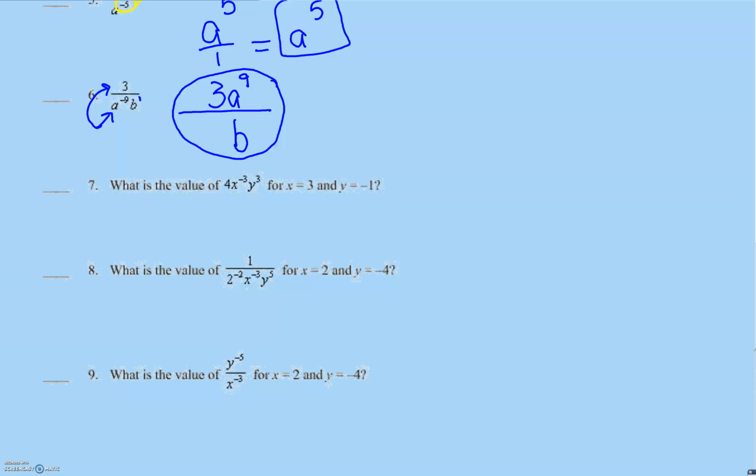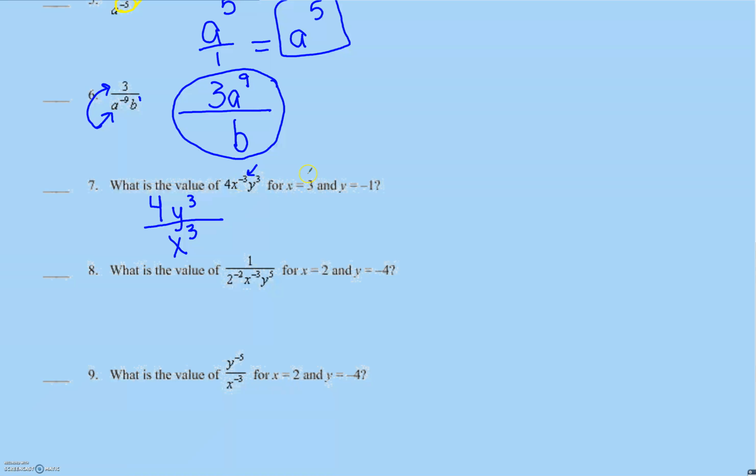Number 7, same idea here. I'm going to go ahead and simplify this first before I start plugging in numbers. So my 4 has a positive exponent. It stays in my numerator. My x has that negative 3, so I'm going to put it in the denominator, make it positive. To get rid of a negative exponent, we flip it to the opposite part of our fraction and make it positive. My y is already positive, so that stays in my numerator.